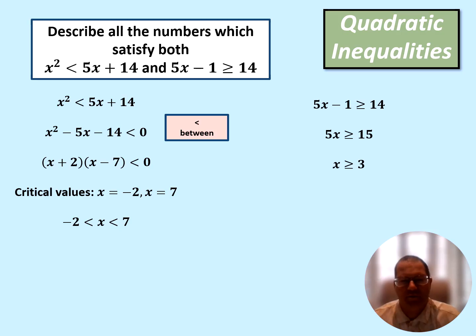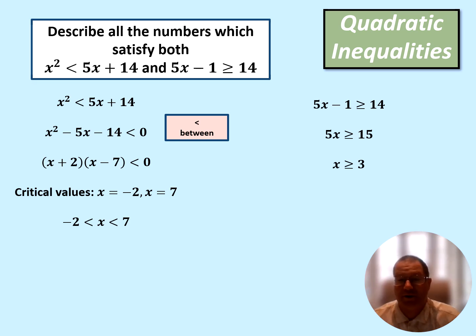In this example, we've been asked to describe all the numbers which satisfy two inequalities. x squared is less than 5x plus 14, and 5x minus 1 is greater or equal to 14. So firstly, working on the quadratic, we need to make the right hand side 0 with a positive x squared on the left. The critical values are -2 and 7.